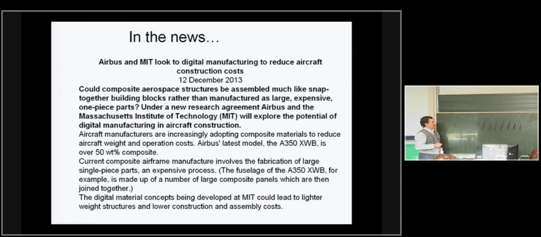Hopefully, if I remember. Under a new research agreement, Airbus and MIT will explore the potential of digital manufacturing in aircraft construction. Aircraft manufacturers are increasingly adopting composite materials to reduce aircraft weight. Current composite airframe manufacture involves the fabrication of large single-piece parts, an expensive process. Okay, let's talk as we go.